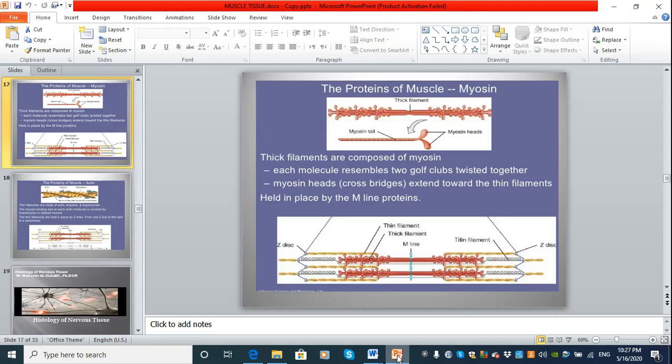Here I have the proteins of muscles. I start with the thick filament, which is composed of myosin. The structure of myosin looks like a golf club. It is the same stick with two heads twisted together, and this head connects with the thin filament. The thin filament is made of actin, and this structure lies between two Z lines.